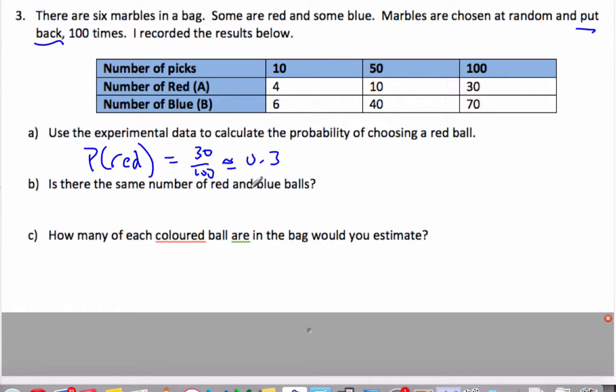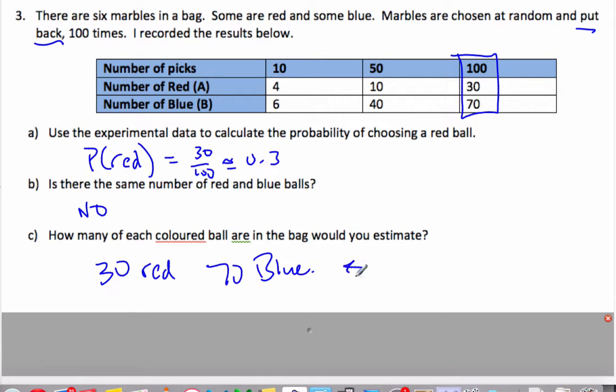Is there the same number of red balls and blue balls? Well, the honest answer is we don't know, but based upon this outcome, I would say no. How many of each ball would I estimate? Well, my estimate is there would be 30 red and 70 blue.